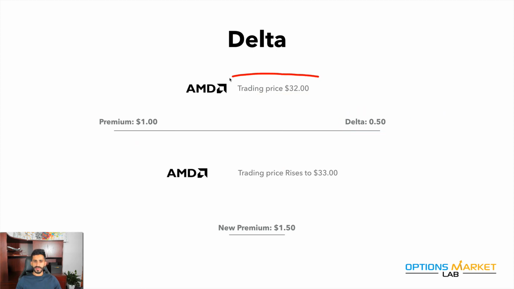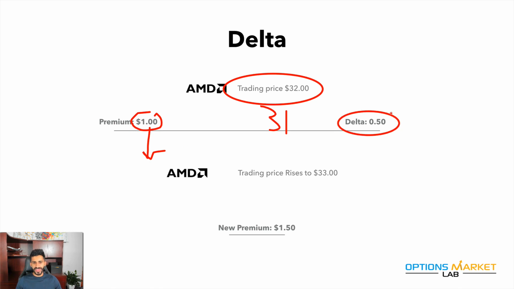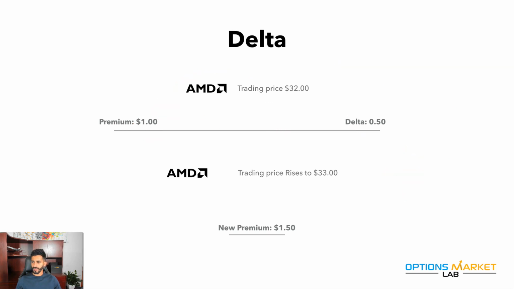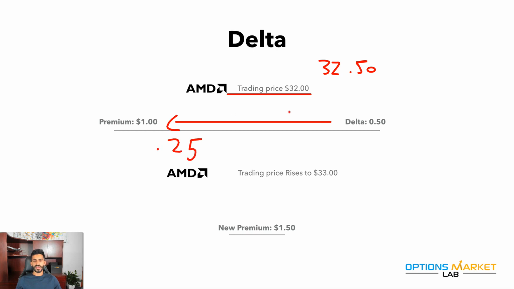Now, if let's say AMD went from $32 to maybe $31, our premium would go down by 50 cents. That's what the delta represents. It represents the amount the premium will move based on each $1 move. The stock doesn't have to move a full dollar for this to move. Let's just say that AMD goes to $32.50. If it moved up 50 cents, the premium might move up roughly close to 25 cents. So that also plays a huge role, and understanding the delta is very, very important when you are trading options.